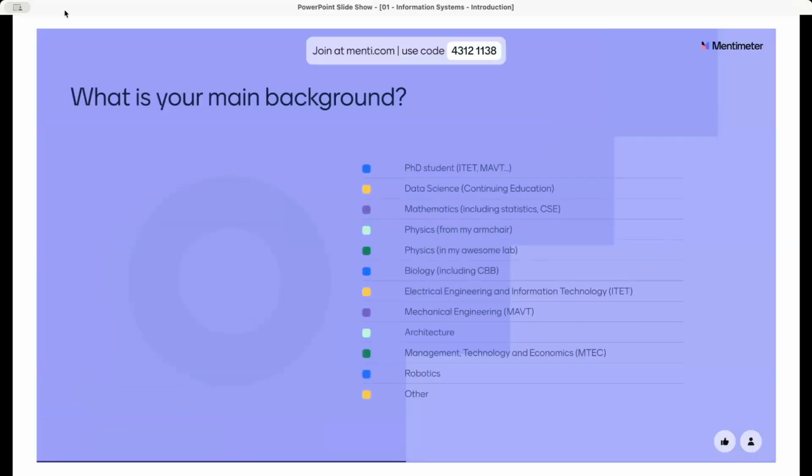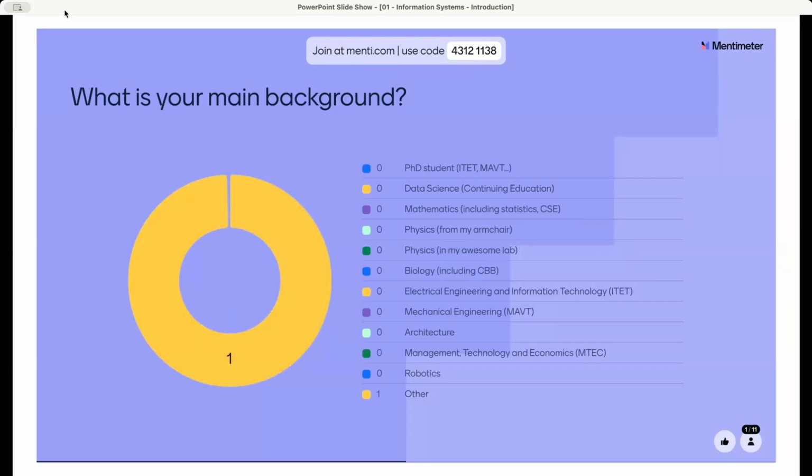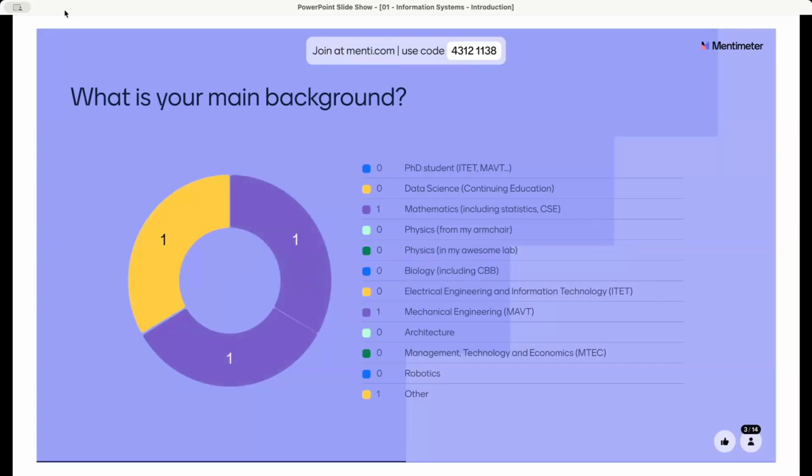Speaking of which, I'd like to know what your main background is. I just discovered this last week when ETH purchased the license for everybody, so I hope it's going to work. You're supposed to go to menti.com in your browser and type that code. Normally, this should move. There should be data that appears in here, if everything is working. I'll use that a bit during the course. Yeah, it's working.